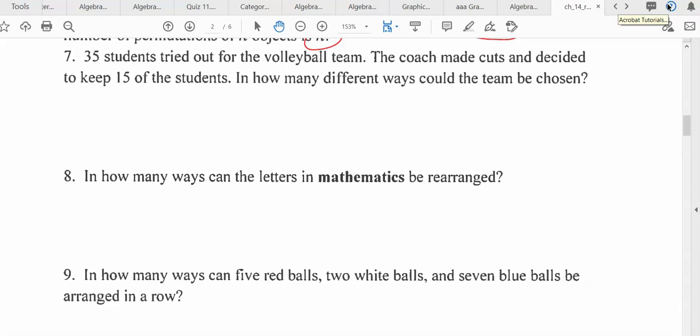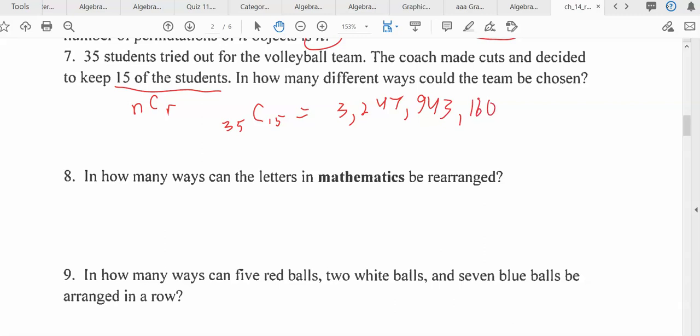35 students tried out for the volleyball team, made cuts, chose 15. So it doesn't really matter what order you were selected in, like whether you're first on the list or last, you still make the team. So I don't think order is important. So I'm leaning towards nCr here. And so this would be 35 choose 15, and then you just type that in your calculator to get 3... Wow, there's a lot. When you type that in your calculator, you get a huge number, 3 billion different combinations of choosing 15 people out of 35.